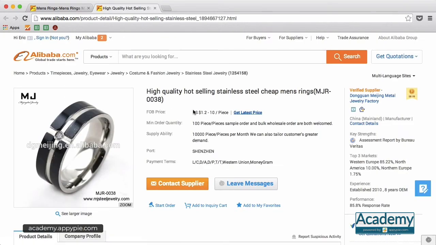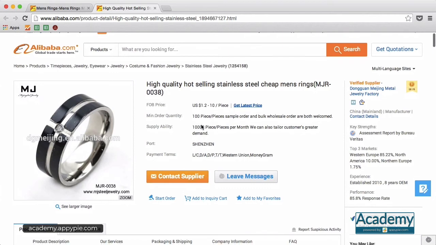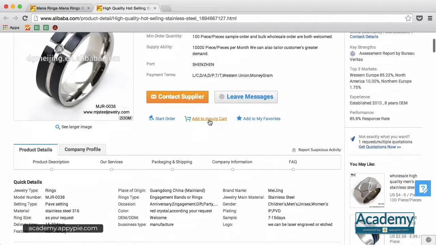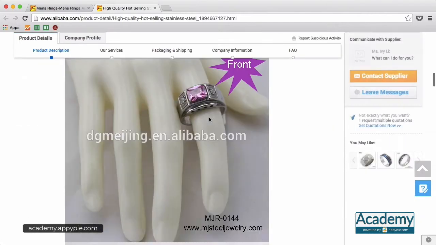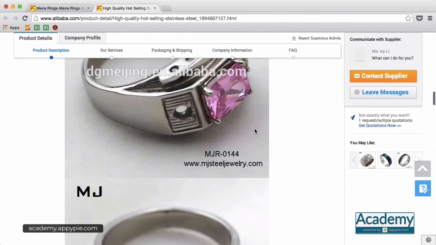And that's because a lot of times these prices are actually not very accurate, and even the minimum order quantity. The best way to get accurate information is to contact the supplier directly. And most often they'll give you a price list where you can see exactly how much to pay for any of their products.